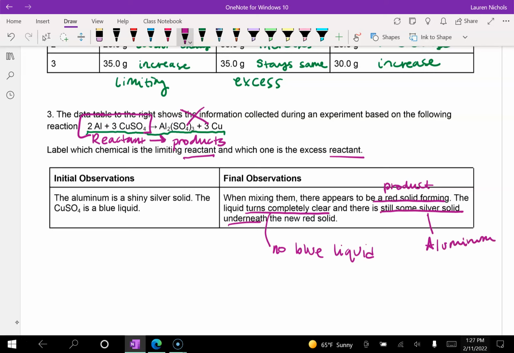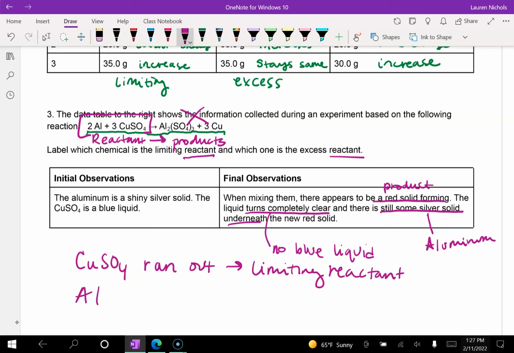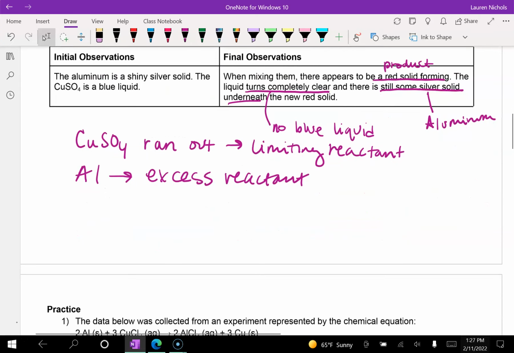Okay, so if there's no blue liquid and there is some silver solid or our aluminum, that tells us that the copper sulfate, which was the blue liquid, ran out, and that makes it the limiting reactant. Okay, whereas the aluminum was still there, so it must be the excess reactant. So what that means, if I were to add a little bit more copper sulfate to the beaker that this reaction is happening in, it would continue to react because we would have added more of our limiting reactant.